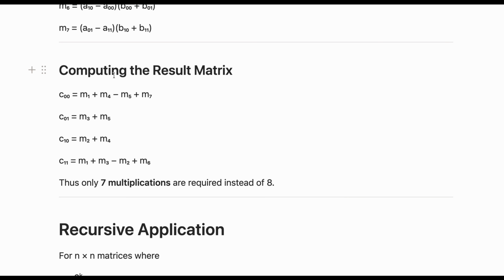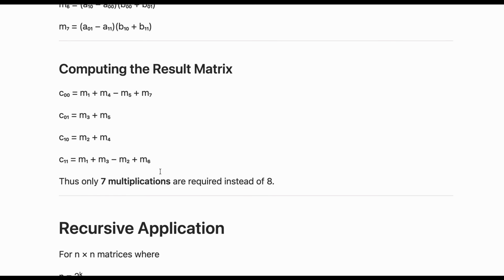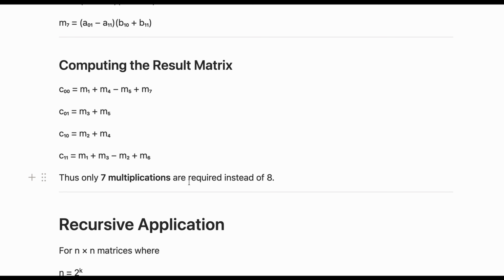Then we compute the result matrix, which is C00, C01, C10 and C11. Here C00 is M1 plus M4 minus M5 plus M7. C01 is M3 plus M5, C10 is M2 plus M4, and C11 is M1 plus M3 minus M2 plus M6. Thus, only 7 multiplications are required instead of 8.